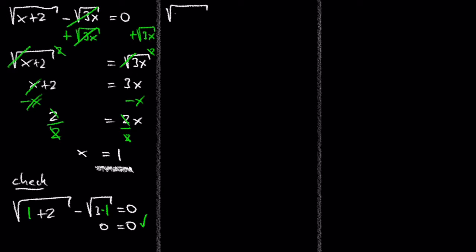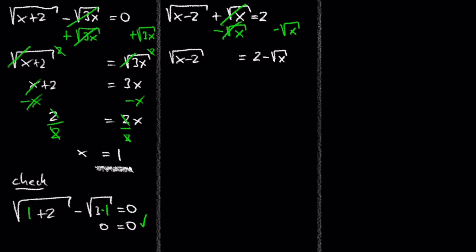Let's look at the square root of x minus 2 plus the square root of x equals 2. After subtracting the square root of x from both sides, we get the square root of x minus 2 equals 2 minus the square root of x. And after squaring both sides, the square root cancels out with the square. Two squared is 4, and the square root of x squared is x. And 2 times the square root of x times 2 is 4 times the square root of x.